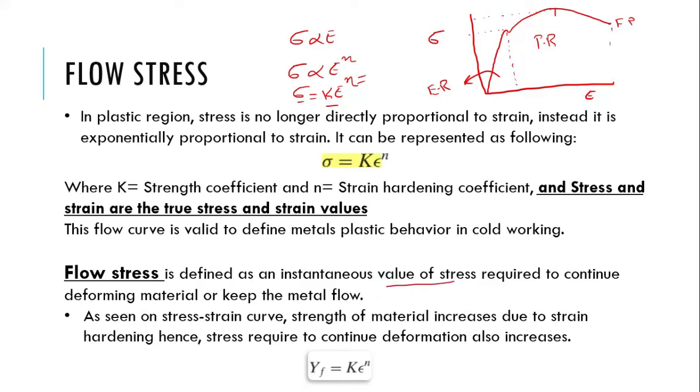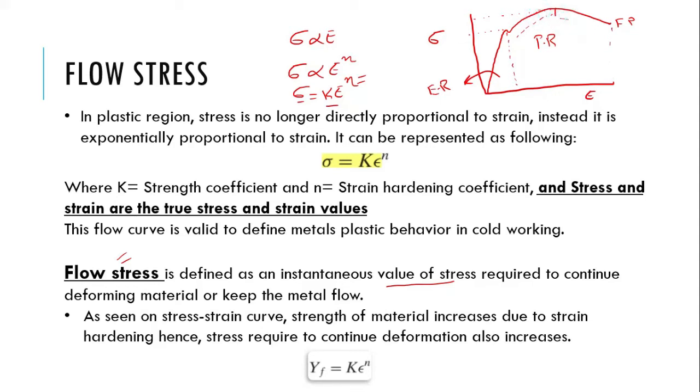So the stress required to keep the material flowing, or the stress required to continue the plastic deformation, that is termed as the flow stress. As seen on the stress strain curve, the strength of the material increases due to strain hardening. So once the material enters into the plastic region, the strain hardening will increase up to a certain point. Up to that point the flow stress will also increase, and once this limit passes, the flow stress will also reduce.